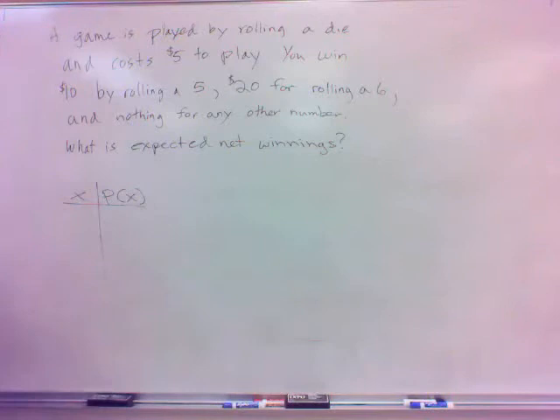Okay, so let's start by doing our table, x and p of x. And like I said, if we're playing the game, I would say winnings, let that be your x values. What are the potential winnings here? Well, I could win $10 or $20 or $0, right? These are the potential x winnings: 10, 20, and 0.